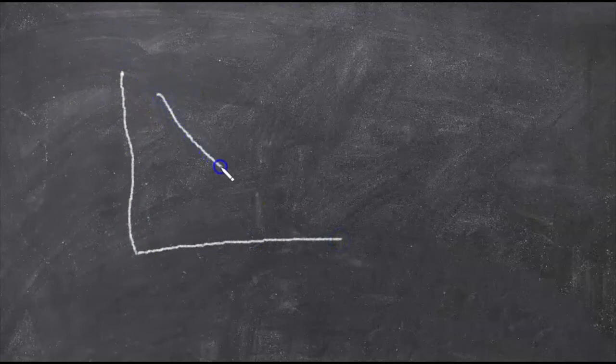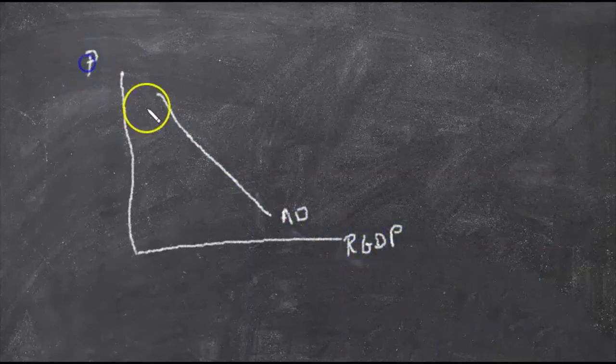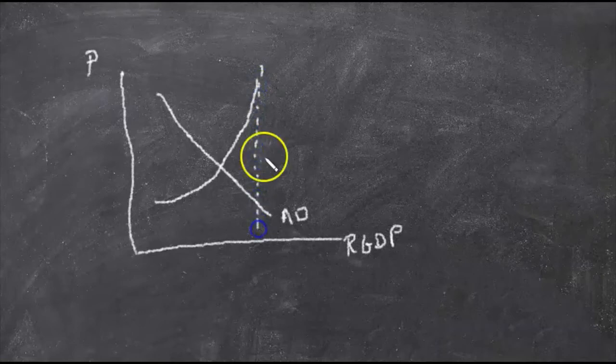So again, we can take demand. We've got aggregate demand. We've got real GDP here, and we have our general price levels up here, and we've got short-run aggregate supply and maybe long-run aggregate supply here. So long-run aggregate supply and short-run aggregate supply, which is the curve.